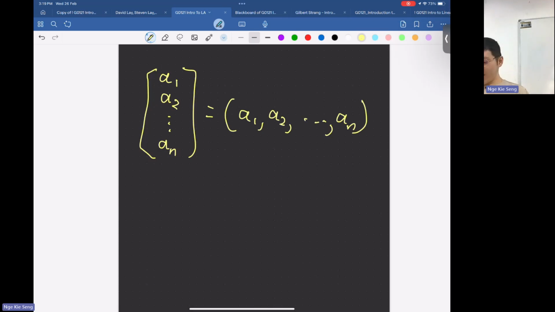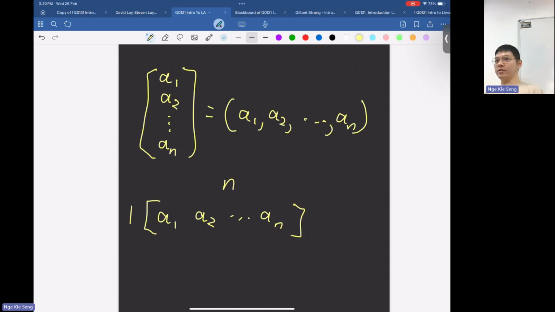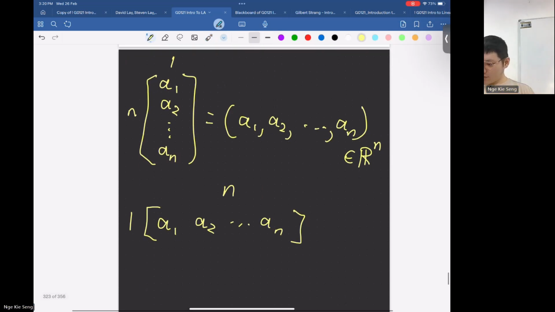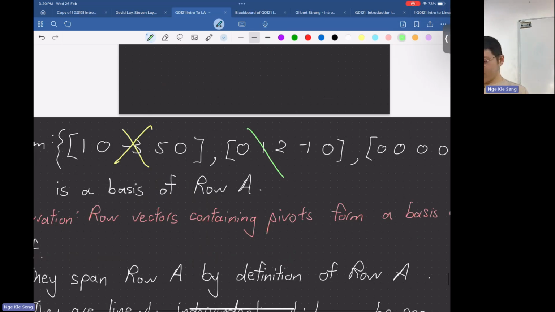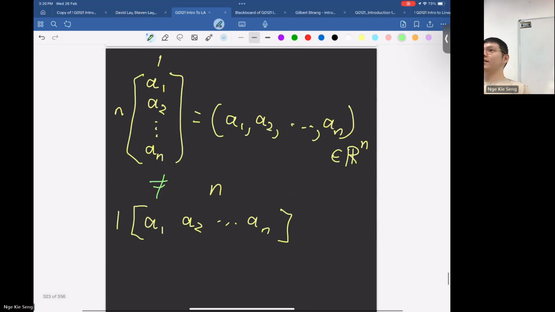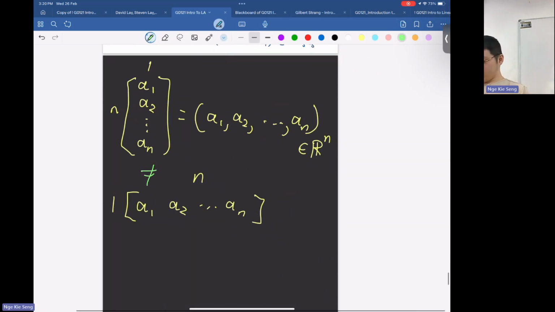If I write the other way, A1, A2, An, this is a 1 times n matrix. Usually a vector in Rn, I will write as an n times 1 matrix. So this 1 times n is just a matrix, not an Rn element. These are two different things, so I don't want to make them equal now. In this course, I will adjust this writing, because this one is from last year. Understand? Any question?